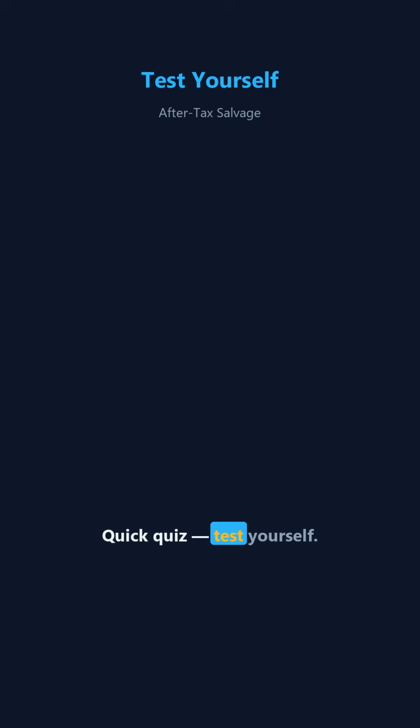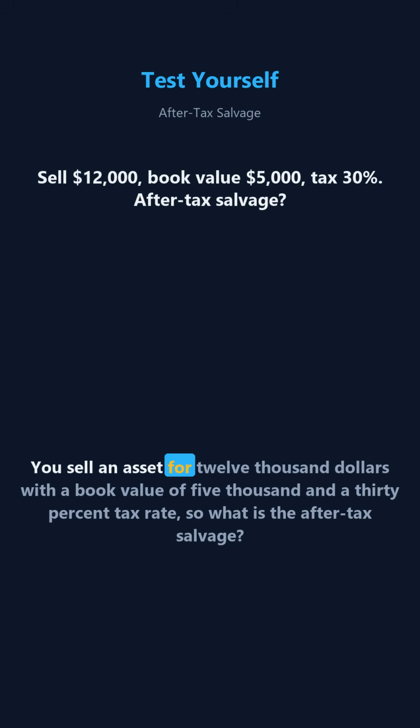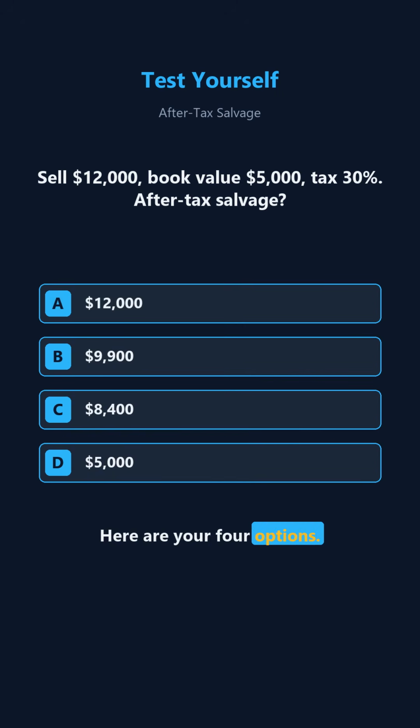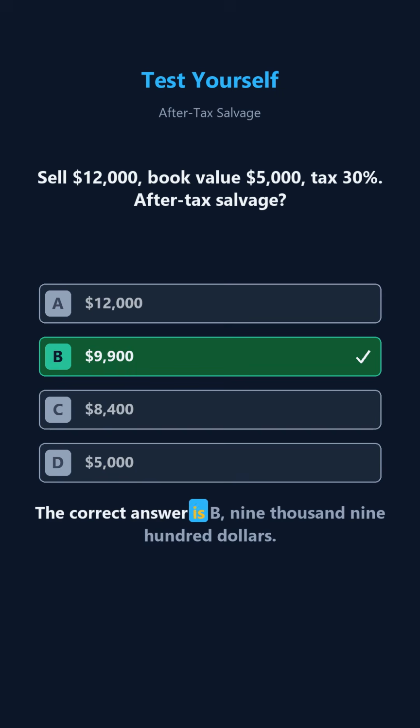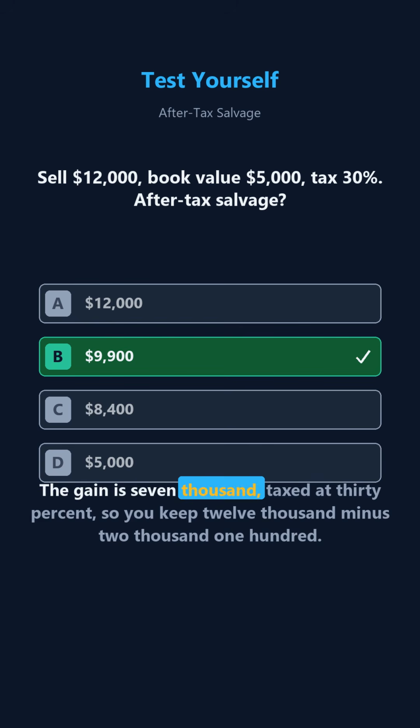Quick quiz, test yourself. You sell an asset for $12,000 with a book value of $5,000 and a 30% tax rate. So what is the after-tax salvage? Here are your 4 options. Pause the video and solve it now. The correct answer is B, $9,900. The gain is $7,000, taxed at 30%, so you keep $12,000 minus $2,100.